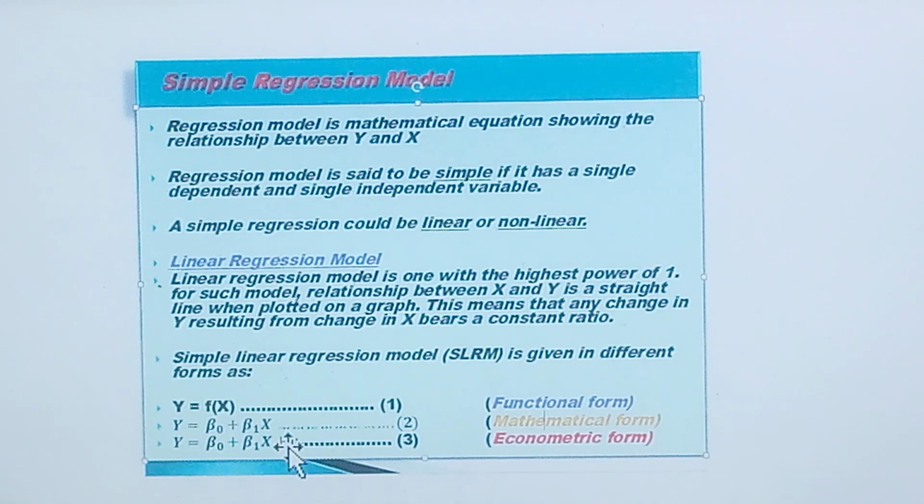So what equation 3 is telling us is that apart from x that determines the behavior of y, there are other factors that determine the behavior of y that we do not know. They are very numerous, but all of them are summarized and captured in mu. So if y is demand for a commodity, and x is the price of that commodity, then mu captures other factors such as the income of the consumer, population, weather condition, government policy, and many other factors that determine the behavior of y.